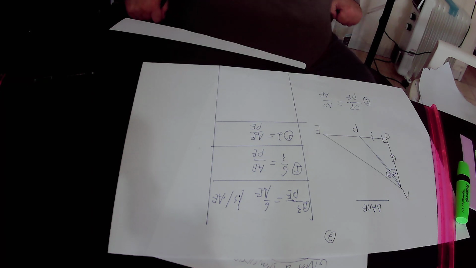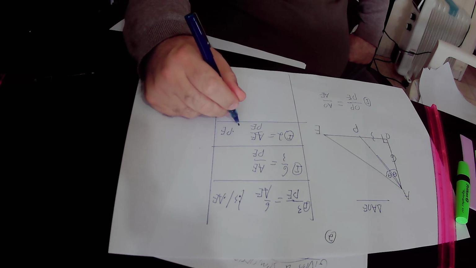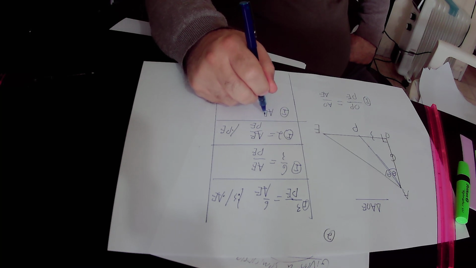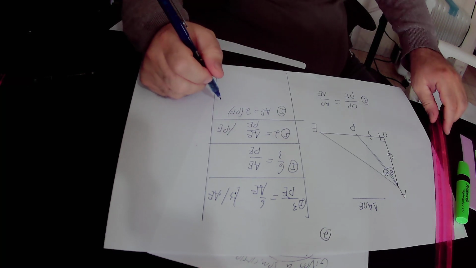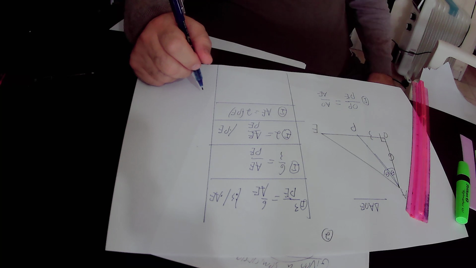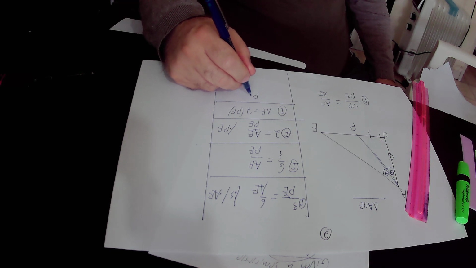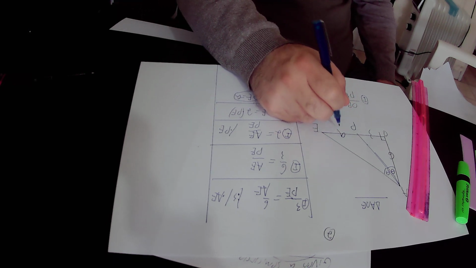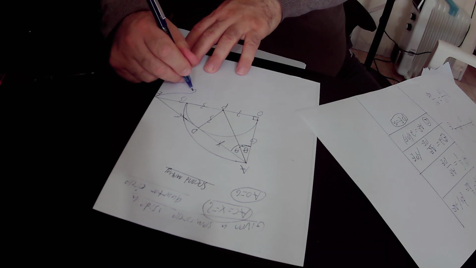Here we multiply equation number 1 by PE, and we get that according to equation number 1, AE equals 2 times PE. So AE is twice as long as PE. We define PE as a. So we write down that PE equals a according to our definition.